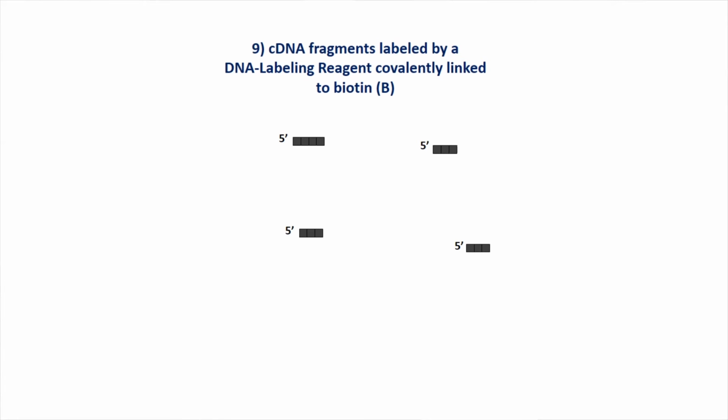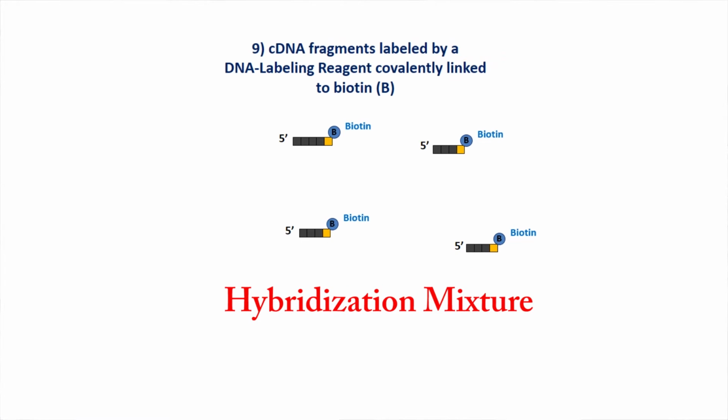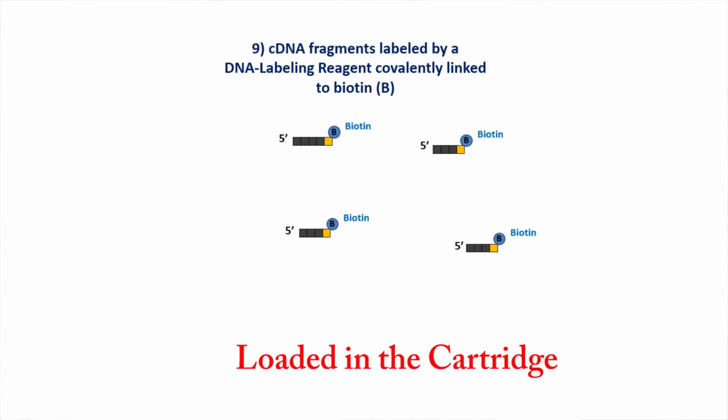The fragmented cDNA is labeled by terminal deoxynucleotidyl transferase, TdT, using the DNA labeling reagent that is covalently linked to biotin. In this step, the fragmented and labeled target sense cDNA is added to the hybridization mixture. The hybridization mixture is incubated at 99 degrees Celsius for 5 minutes and then at 45 degrees Celsius for 5 minutes and is immediately loaded in the cartridge.